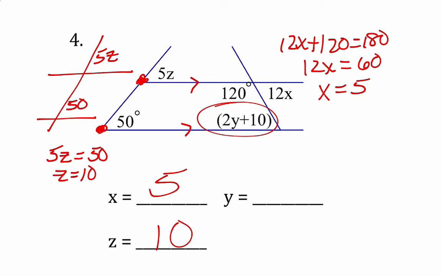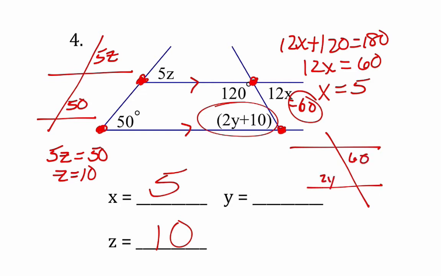Since we know that x is 5, I know that 12 times 5 makes this angle 60. And what I'm seeing is that the 60-degree angle shares a vertex on this line, same as the 2y plus 10. So when I draw that transversal and the 60 and the 2y plus 10, what I notice right away is that those are alternate interior. So that means those are both equal to 60.